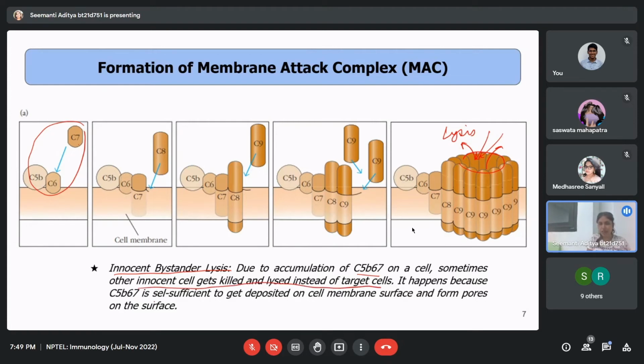It will happen because C567 is self sufficient to get deposited on the cell membrane surface and form pores on the surface. So once C6C7 is deposited on the surface, it's going to form the MAC complex, and finally it is going to form a pore and get the innocent cell killed. So sometimes it happens that not your target cell, but all the cells which are lying in the vicinity of your target cells get killed. So that is known as innocent bystander lysis.